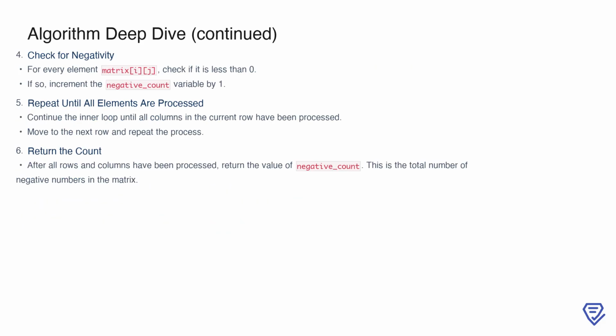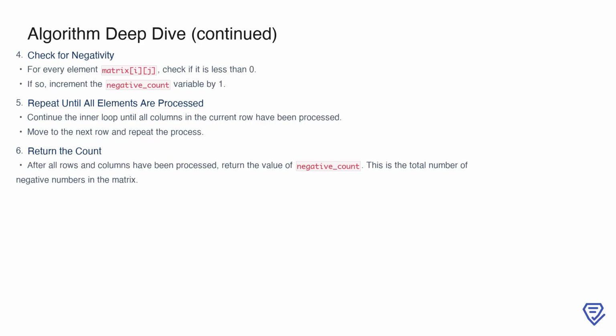At this stage, we focus on checking if each element in the matrix is negative. For every element matrix[i][j], we perform a simple comparison to see if the value is less than 0. If the condition is true, we increment our negative_count variable by 1. This ensures that we capture all the negative numbers as we traverse the matrix. The inner loop continues until all columns in the current row have been processed, and then the outer loop progresses to the next row. This process is repeated until all rows and columns in the matrix have been examined.